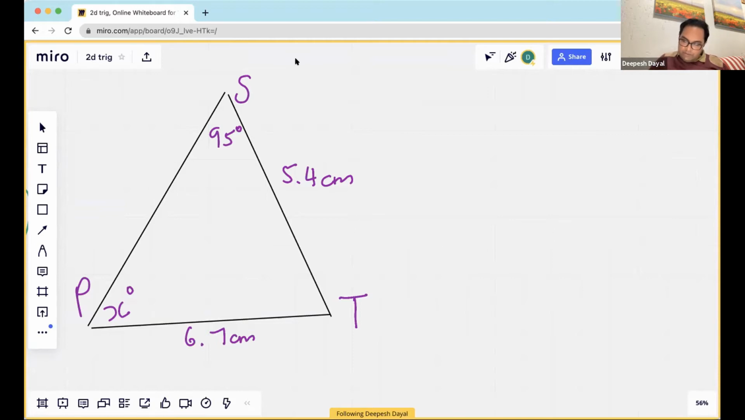So we want to find X. We've got two angles. What one angle are we still looking for? Actually, we've got two sides with one angle, right? So we've got two sides, one angle, and then we're looking for a missing angle.